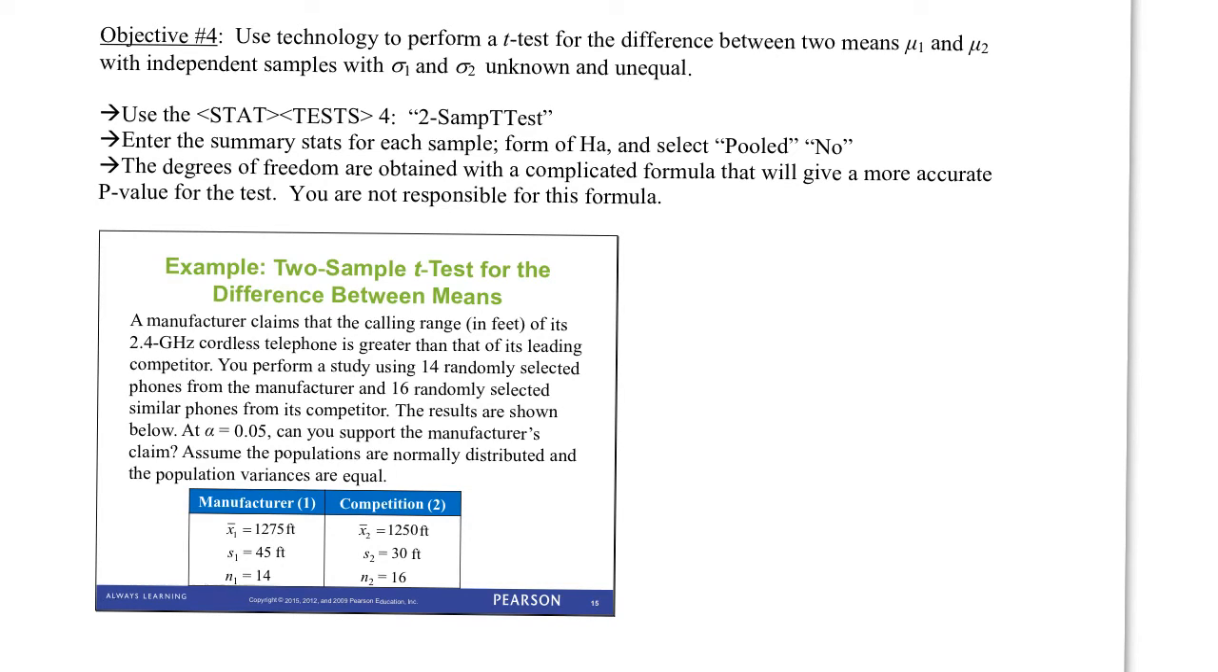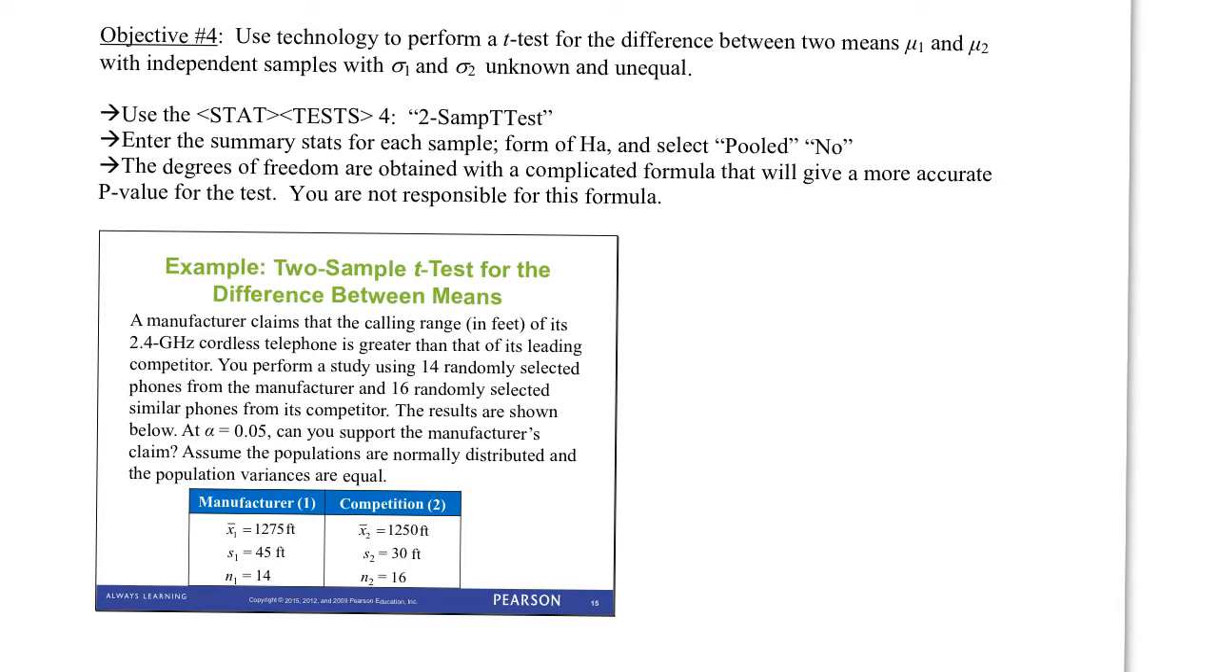Okay guys, so I'm up to section 8.2, objective number 4. I'm on pages 9 and 10 of the note packet. So now we're going to use technology to perform a t-test for the difference between two means, still in the situation of independent samples with sigma 1 and sigma 2 unknown and unequal.